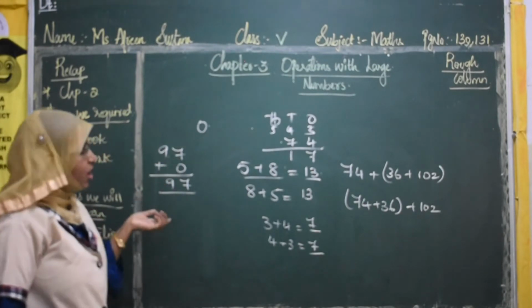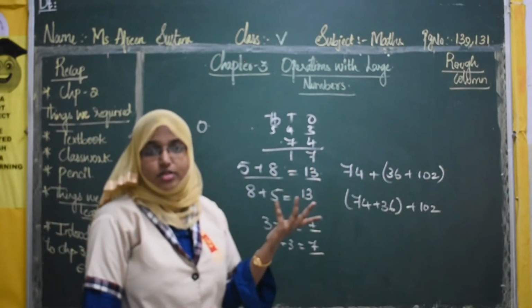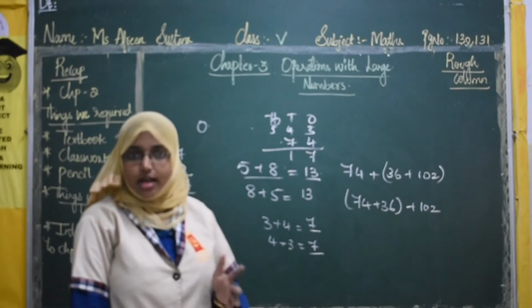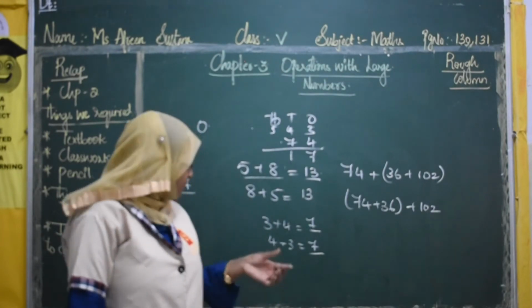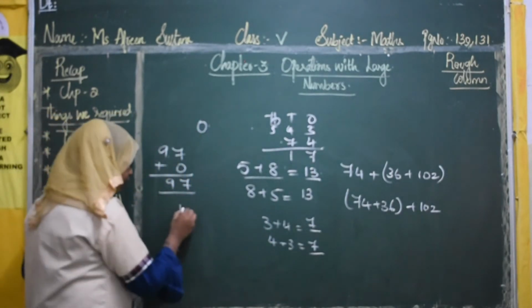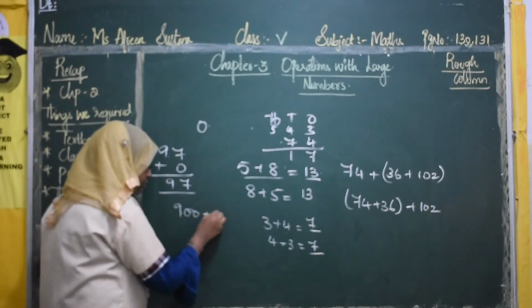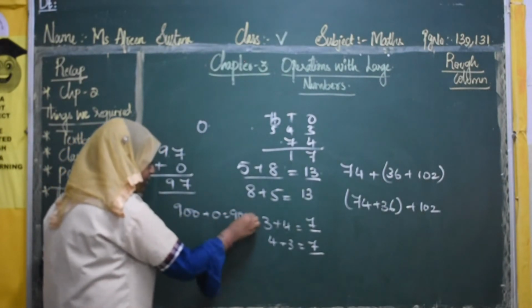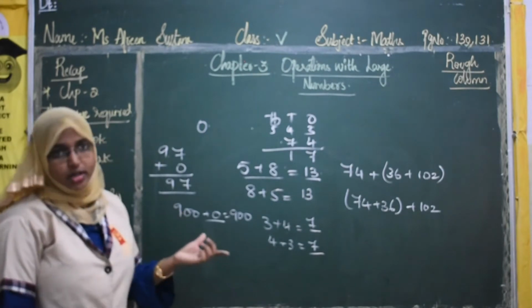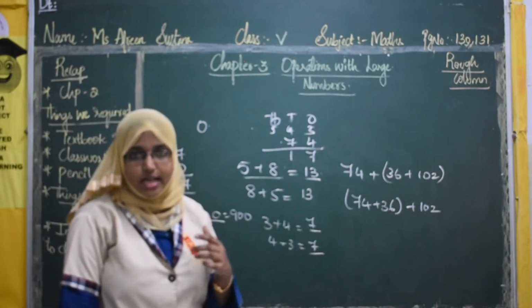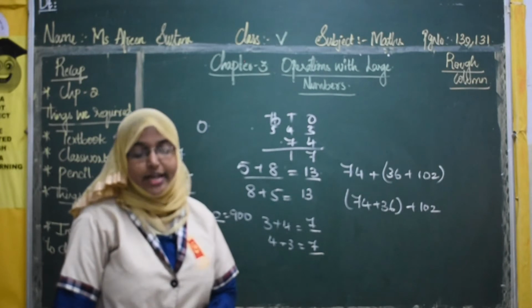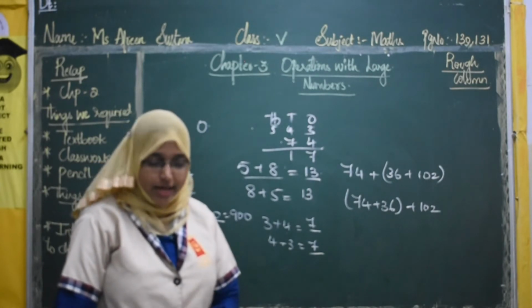97 plus 0 is 97. 100 plus 0 is 100. 1000 plus 0 is 1000. 999 plus 0 is 999. Right? You will get the same number. If you add 900 plus 0, you get 900, the same number. If you add 0, the answer will not change. You will get the same sum. Whenever you add 0 to any number, you will get the same number, the number itself.